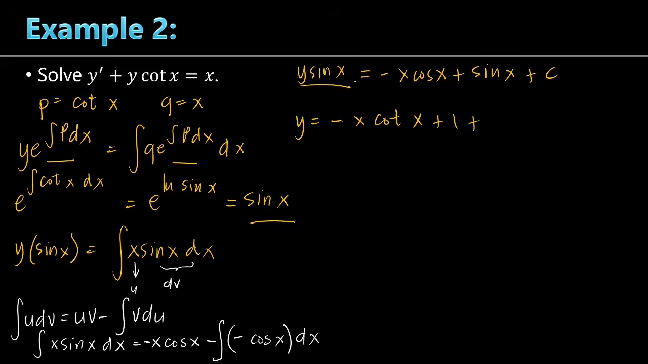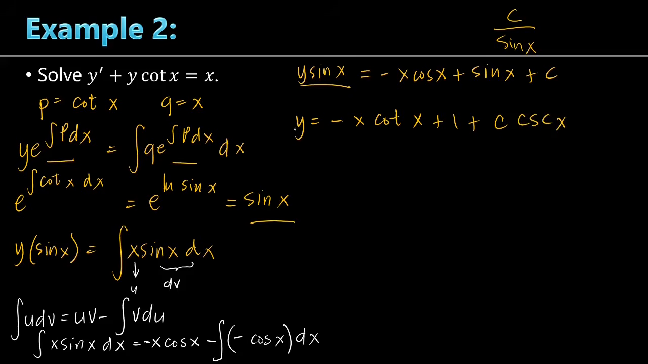Okay? Pero yung c, di ba? C over sine, yun ay 1 over sine eh. Di ba? Ano ba ang 1 over sine x? Di ba cosecant? So that is c multiplied by the cosecant of x. O, di ba? So this is now our general solution.